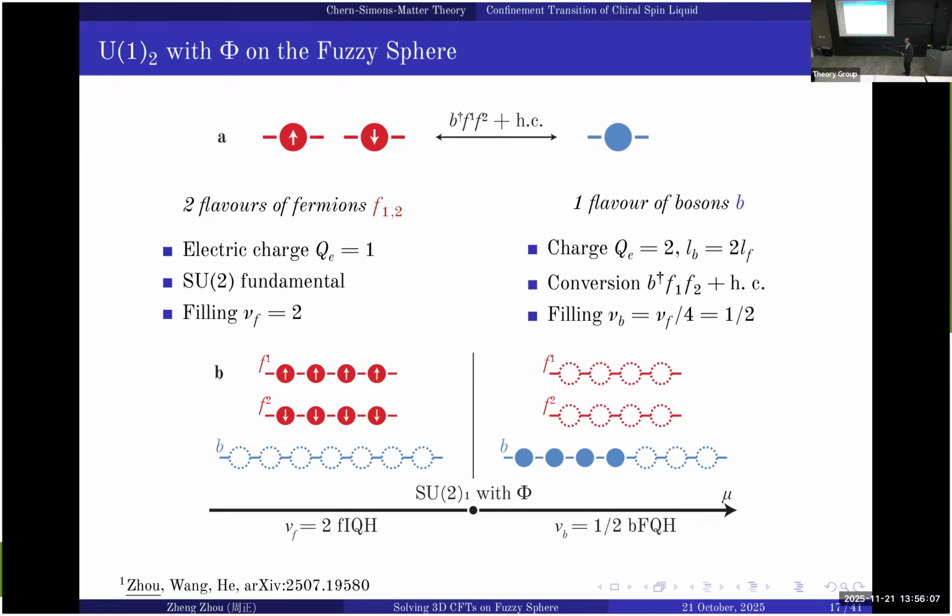Can you say again? The boson orbitals are twice. Yes, the number of orbitals for the boson is twice the fermion, just because its charge is twice. I see. So it feels twice more magnetic field. That's true.